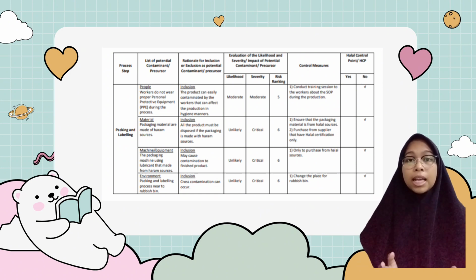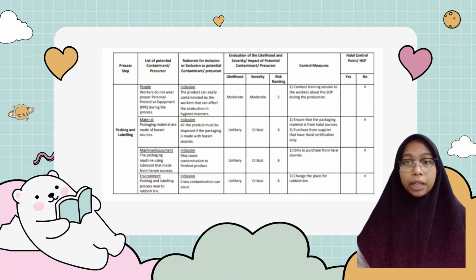Next, the likelihood of the situation occurring is unlikely, and the impact of the situation we classify as critical. Next, if we pair this likelihood and the impact, we will get the ranking 6, which is not a halal control point because halal control point only involves the ranking 7 until 9, like I have said before. Lastly, the control measure that we must take is we need to ensure that we will only purchase the lubricant for the machine from halal sources only.